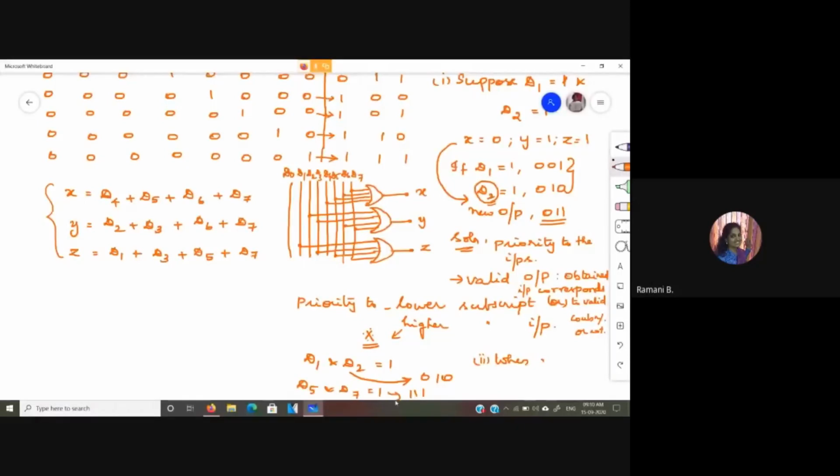And another disadvantage is when all the inputs are 0. When all the inputs are 0, what will be your output? When all D0 to D7 are 0, what will be your output?